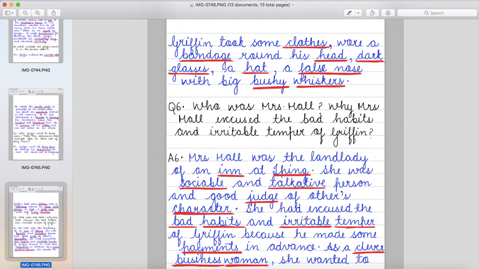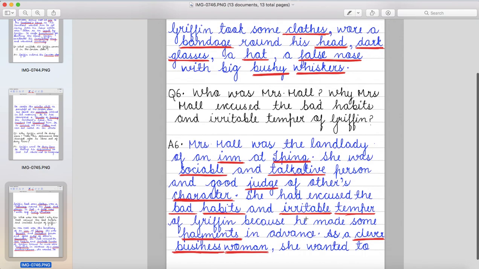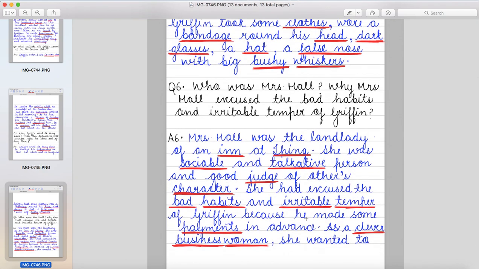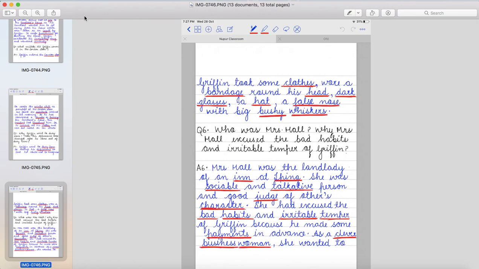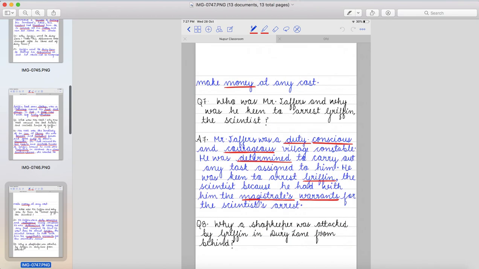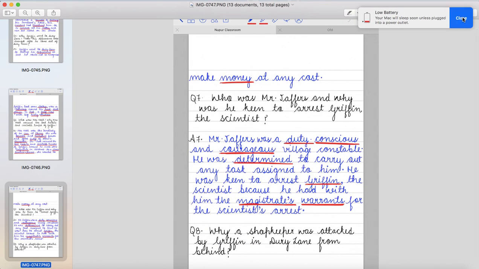She had excused the bad habits and irritable temper of Griffin because he made some payments in advance. So what did he do? He made some payments in advance. As a clever businesswoman, she wanted to make money at any cost. And that's why she excused Griffin.